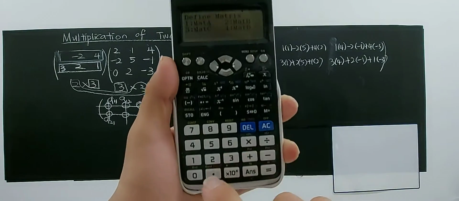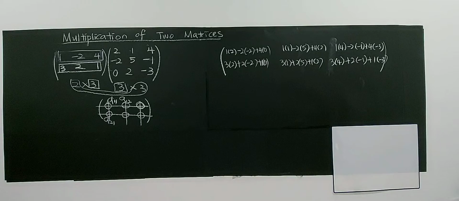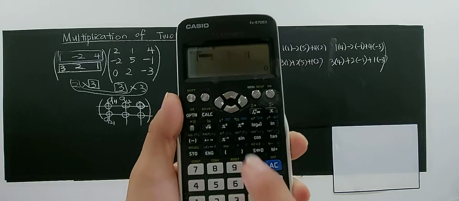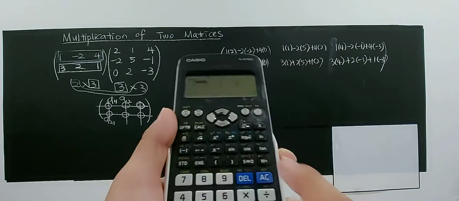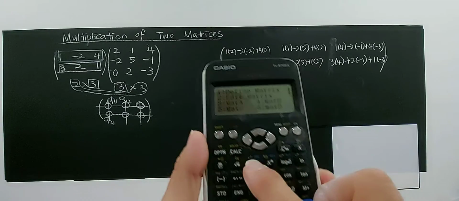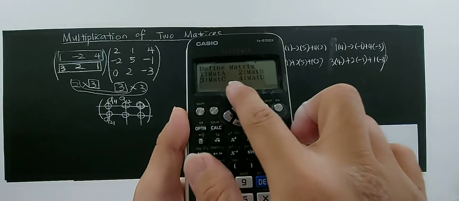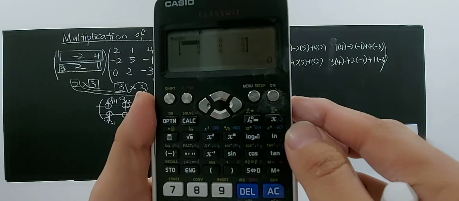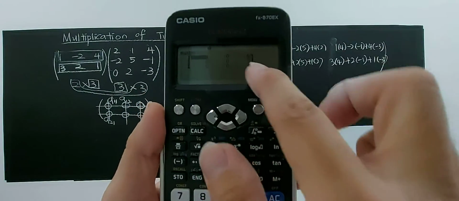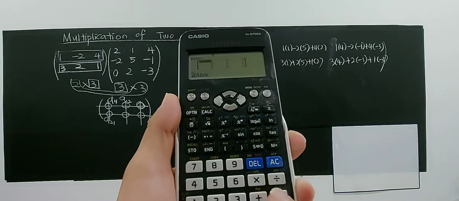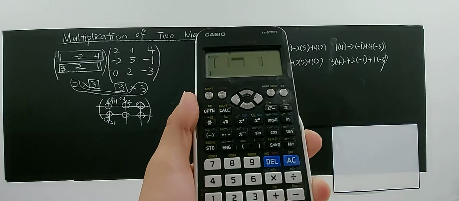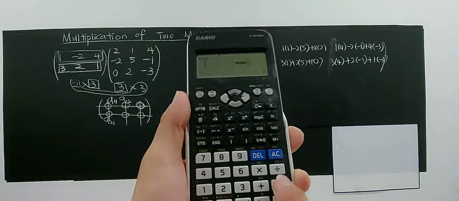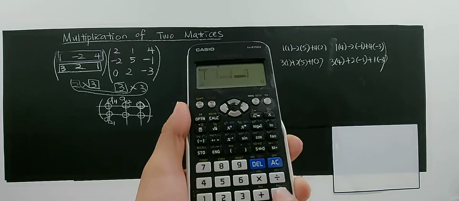So now go for matrix B. You press 2, then choose 3 rows, 3 columns. Sorry, I keyed in wrongly. So AC again, option again, then press 1. If you key in wrongly, you can choose B again. Okay, you have 3 rows, 3 columns, so you come up with a square matrix, 3 by 3. Key in each of the rows: 2 equal, 1 equal, 4 equal, negative 2 equal, 5 equal, negative 1 equal, 0 equal, 2 equal, negative 3 equal.